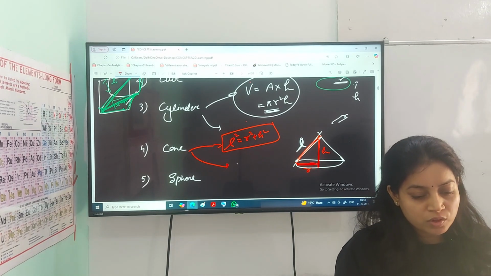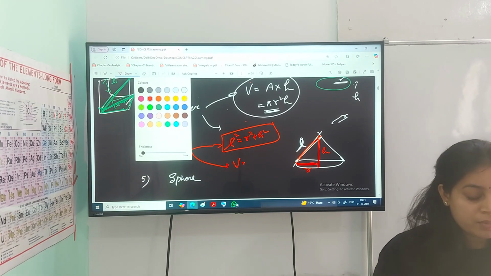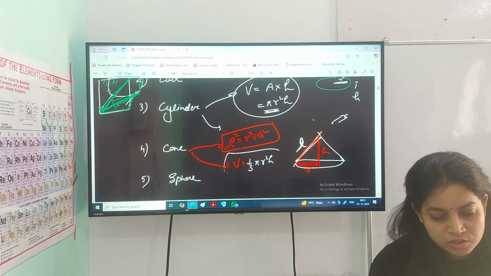So what is the volume of the cone? We have this specific formula for this, but how this formula came, first I will write the formula. 1 by 3 pi r square h is the formula.